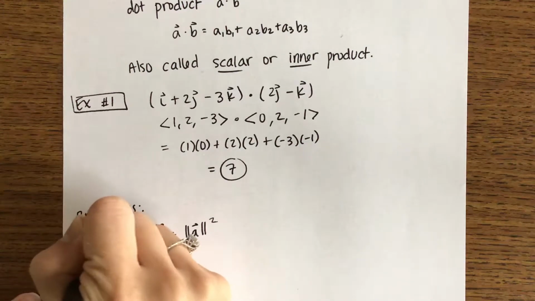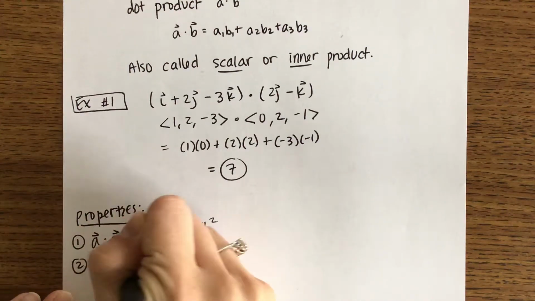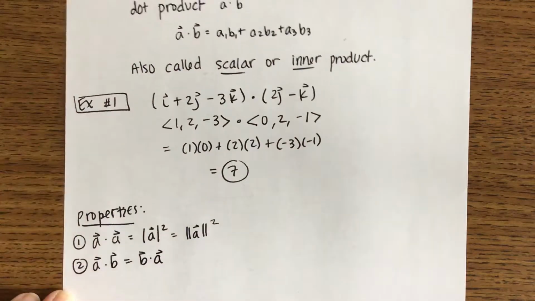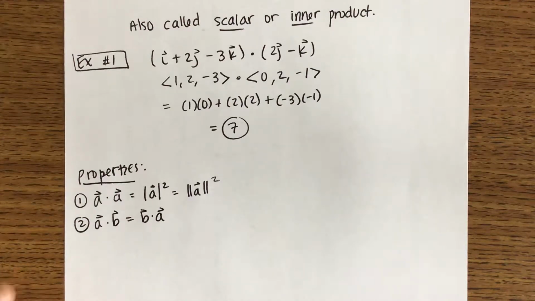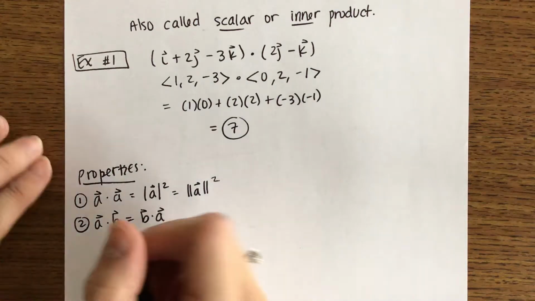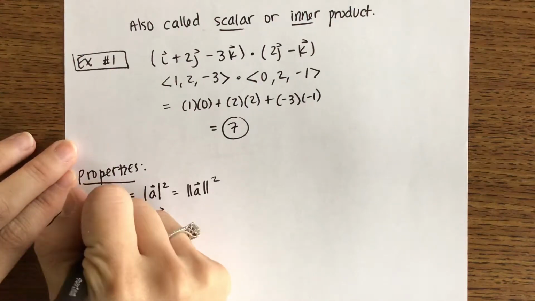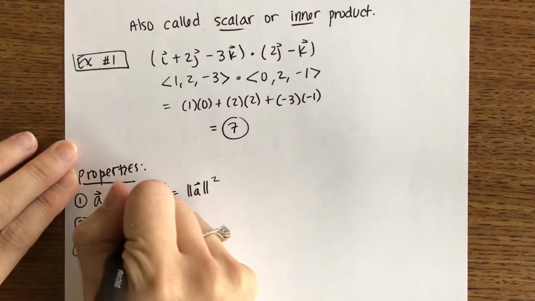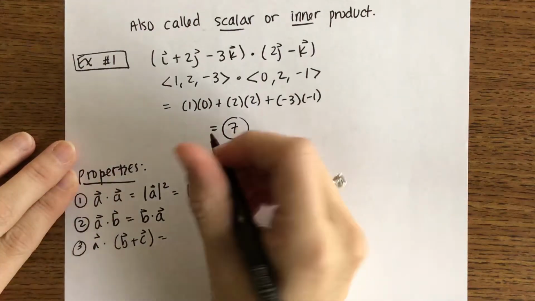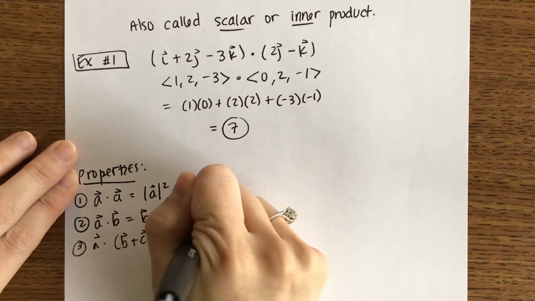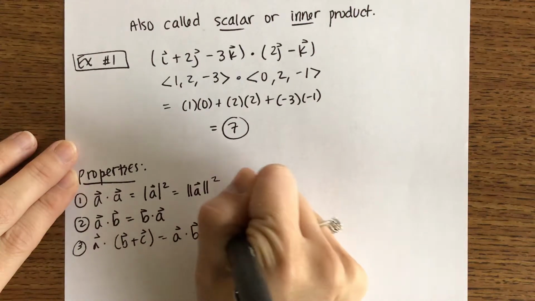Another thing for you to know is if you take A and you dot it with B, that's the same as taking B and dotting it with A. What property is that called? Commutative. Yeah. You guys are not very good with your properties. If I take A and I dot it with the sum of B and C, you can probably guess this. That's going to be the same as A dotted with B and then adding A dotted with C.